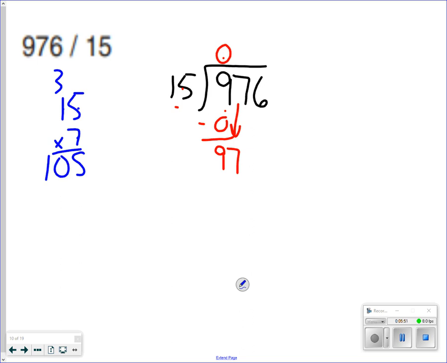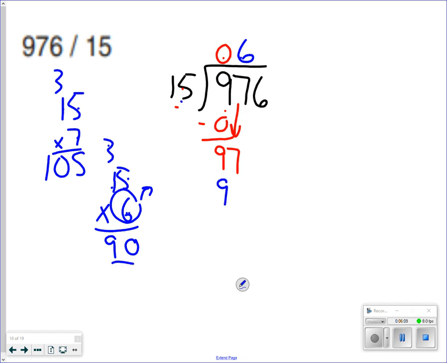We went too high. So we're going to have to do 15 times 6. 5 times 6 is 30. 1 times 6 is 6 plus 3 is 9. 90 is my number. So I'm going to take this 6 and put it up here. 15 times 6 is right here, which is a 90. And we'll subtract. We get a 7. I'm going to bring down this 6.